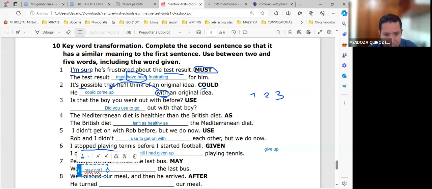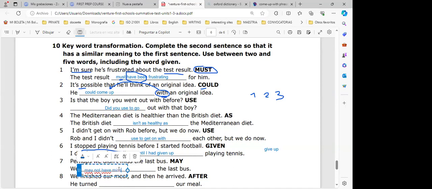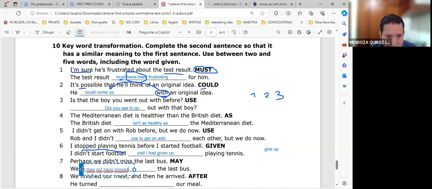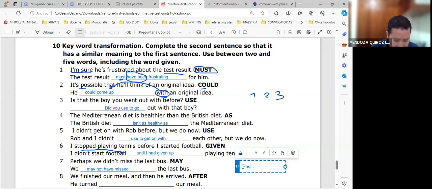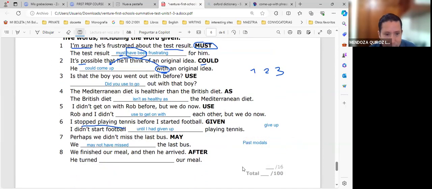When you have a modal, may, might, must, can, etc., and you want to refer to the past, you have to use a perfect tense. Like, for example, we may not have. This is a perfect tense. All we need now is a participle of miss. What is the past participle? Missed. We may not have missed the last bus. Practice past modals. And here, number 8, Mario.